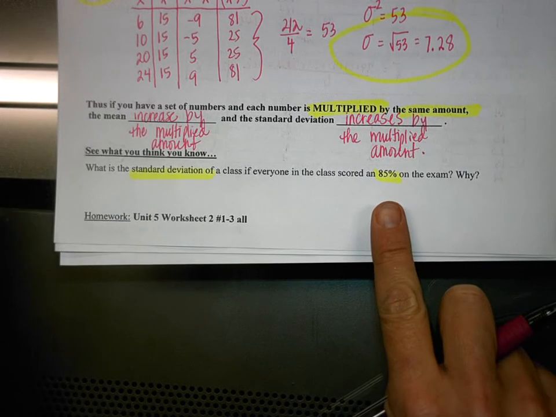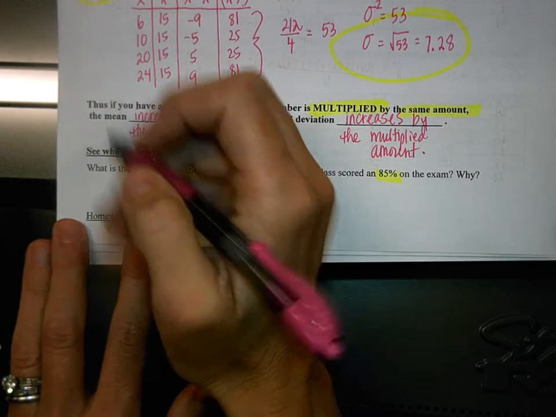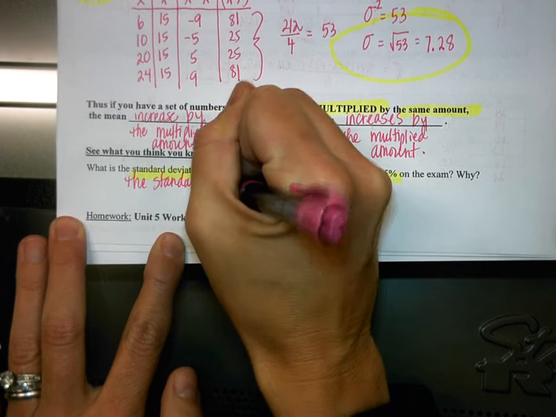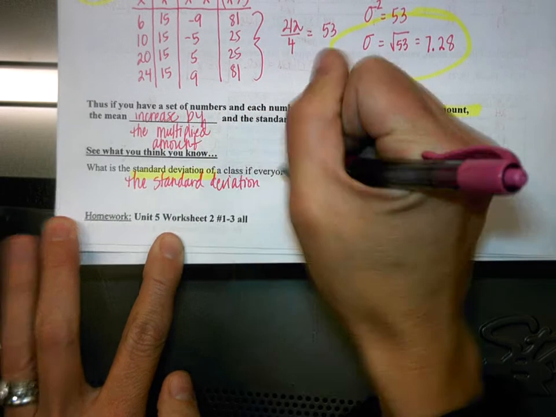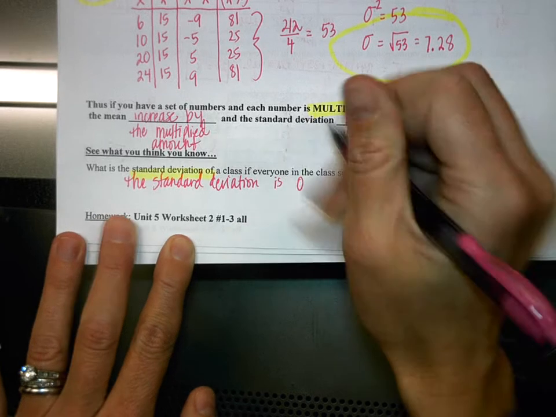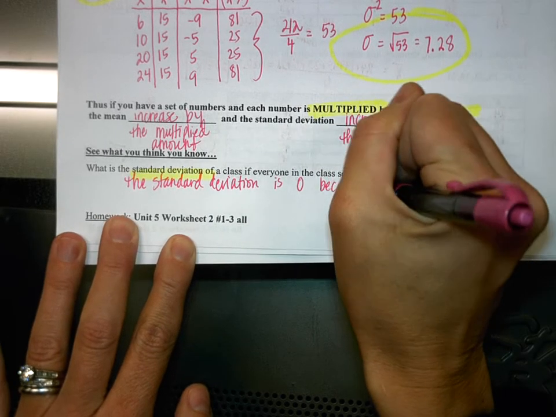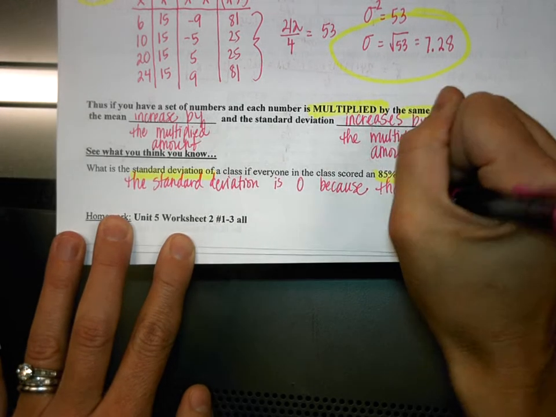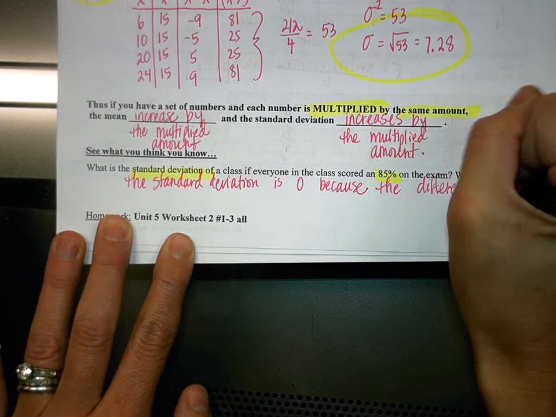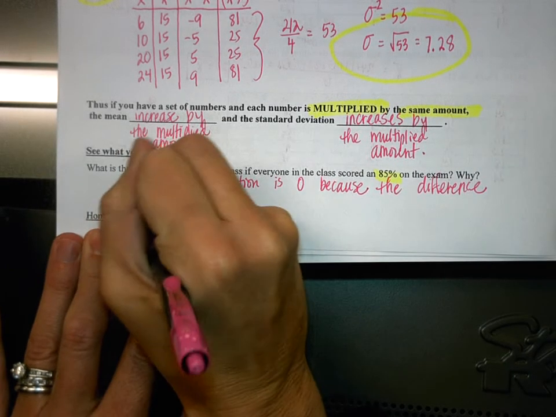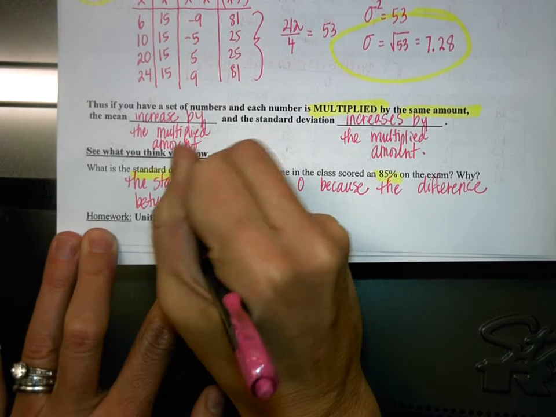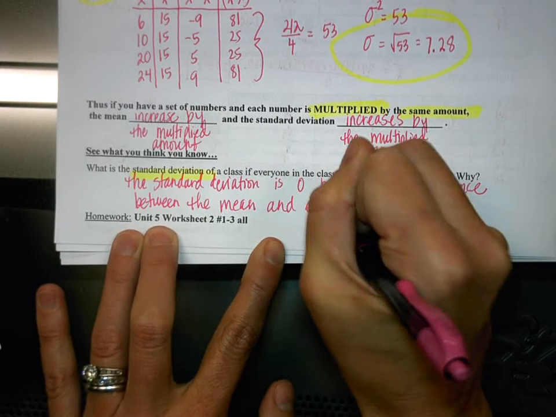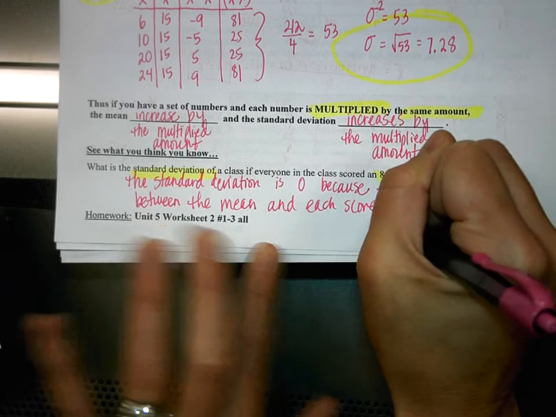So we're going to write this out in words just so you have it. So the standard deviation is 0 because the difference between the mean and each score would be 0.